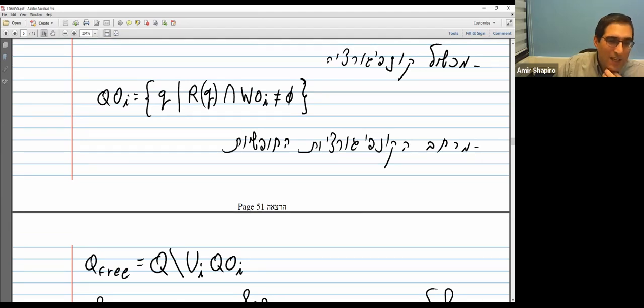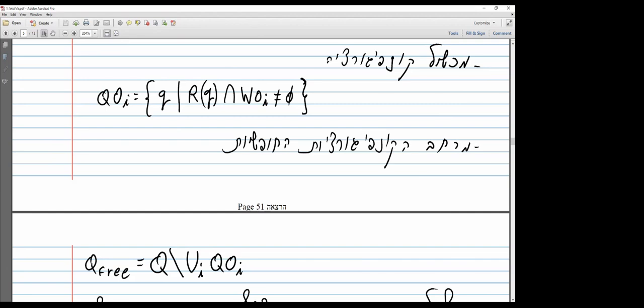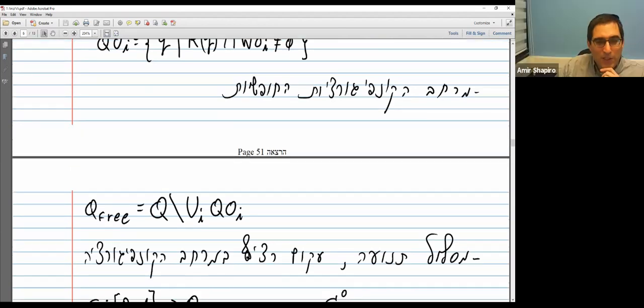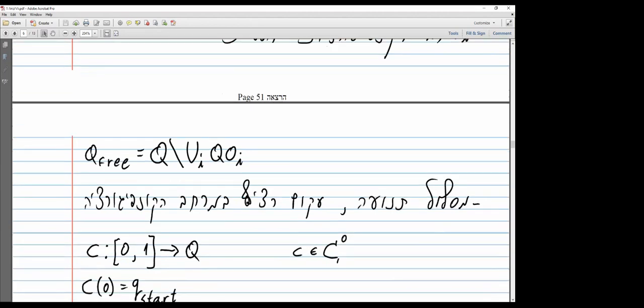And from this whole space, I subtract all the configuration obstacles. So this is one configuration obstacle. The union is all the configuration obstacles, and then I subtract them from the configuration space. It's like a big U for union, like sigma.